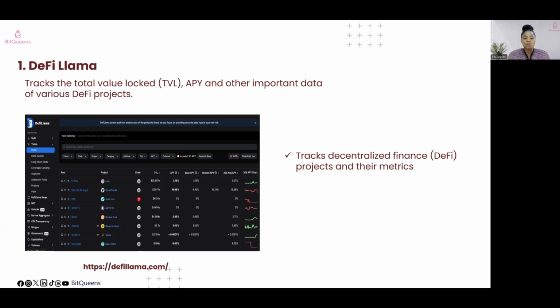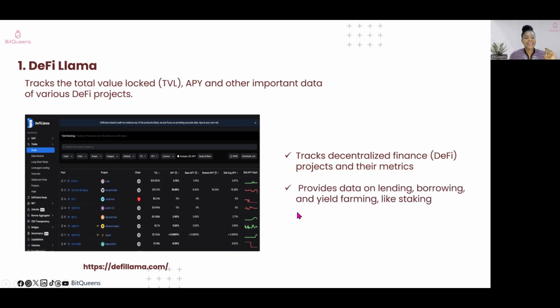And this gives you an opportunity to now decide, do I go for the projects that have lower TVL, total value locked, and higher APY, right? So all these are metrics that will now allow you make informed decisions because you understand how these things work.